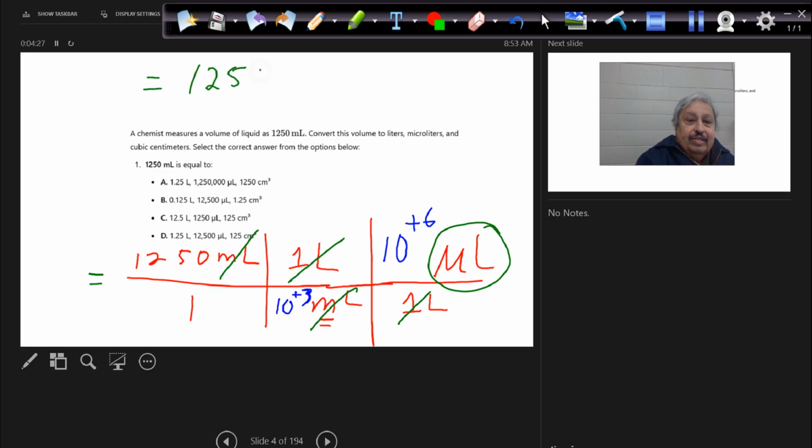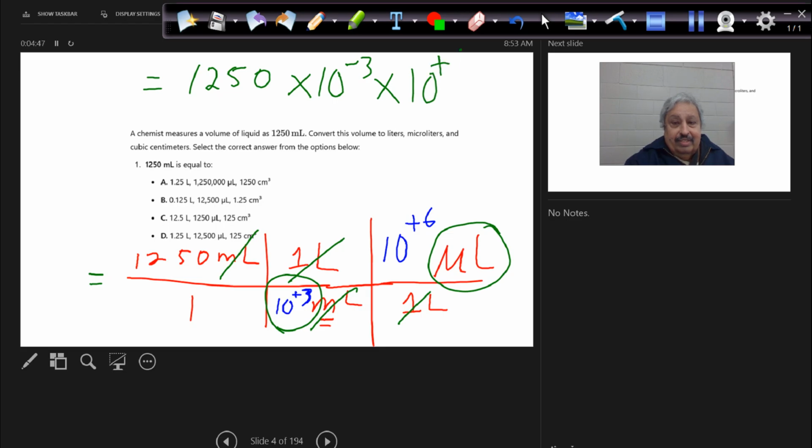So the answer is here: 125, 0. Then at the bottom is 10 plus 3. I have to take the bottom up, it will be 10 minus 3, correct? The 10 plus 3 goes up as 10 minus 3. And in the top it remains as is, 10 plus 6. So 1, 2, 5, 0, 10 plus what? Plus 6 minus 3, how much? Plus 3, correct? This is the answer, and the unit is microliter.